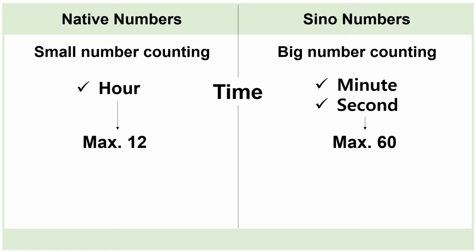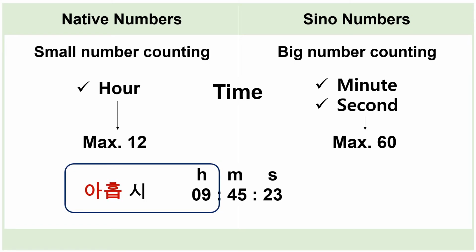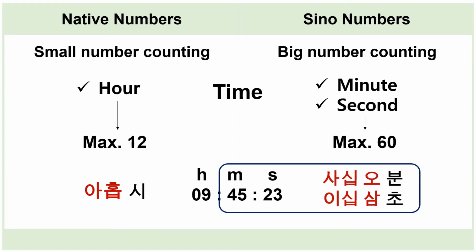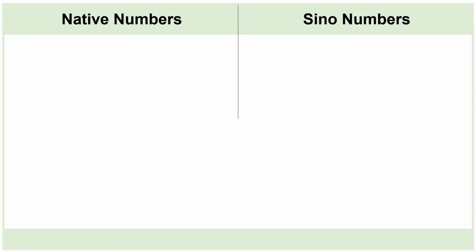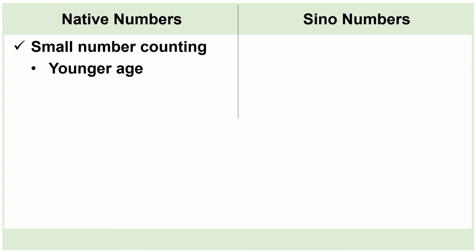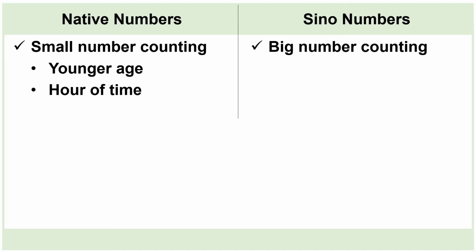So if the time is 9:45 and 23 seconds, for example, we say 9시 as native numbers and 45분 23초 as Sino numbers. If we summarize what we've learned, the native numbers are used for small number counting, and as a part of the small number counting, we use the native numbers for younger ages and hours for time. And Sino numbers are used for big number counting, and as a part of it, we use the Sino numbers for the older age and minutes and seconds for time.